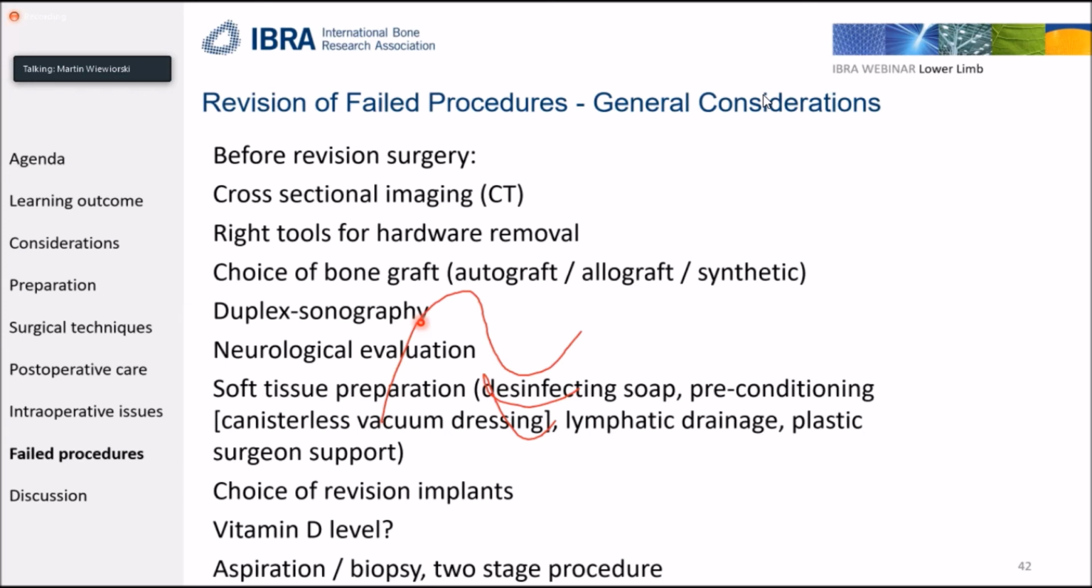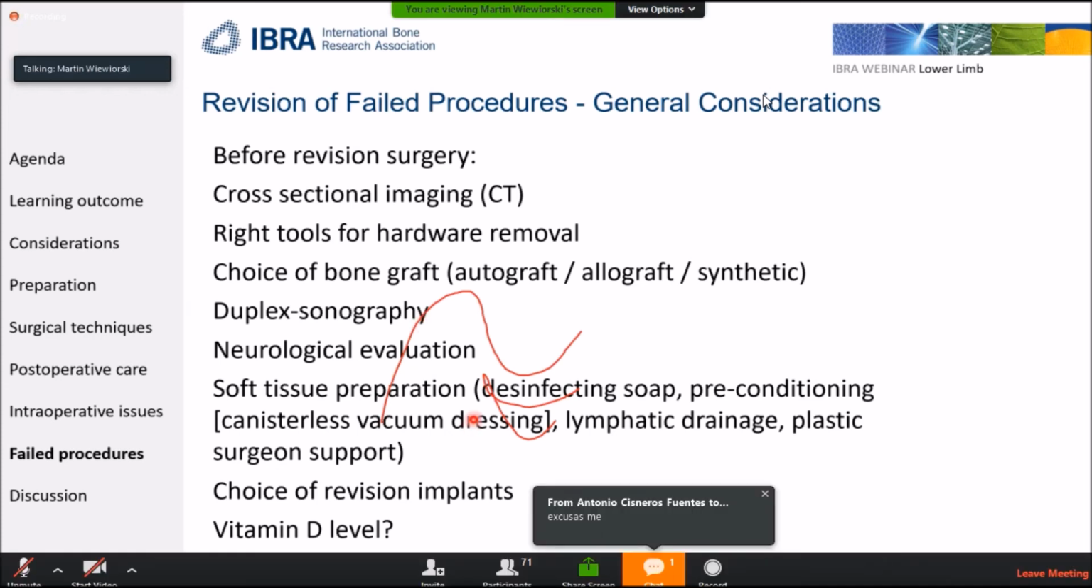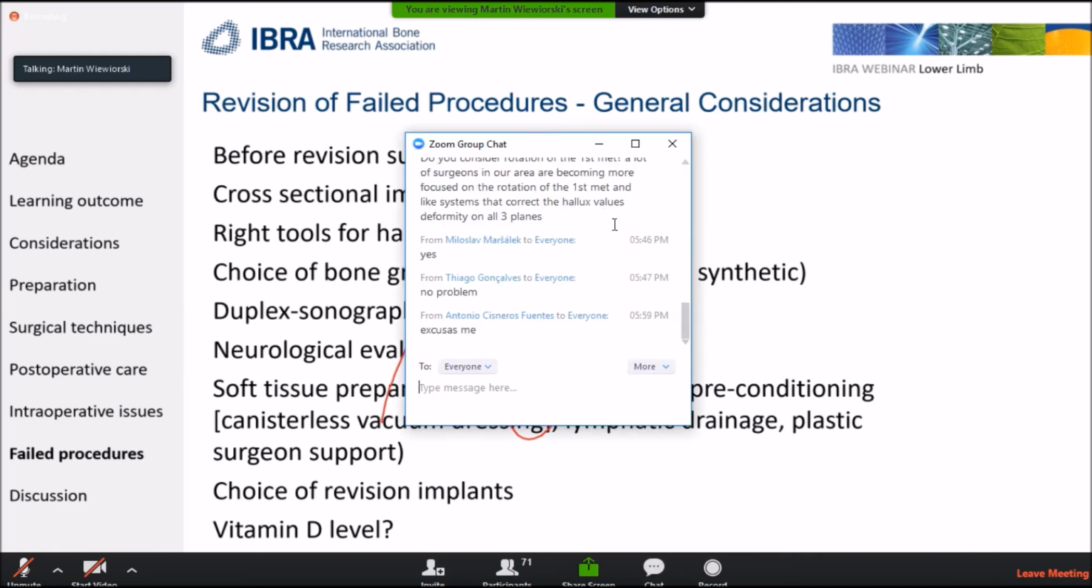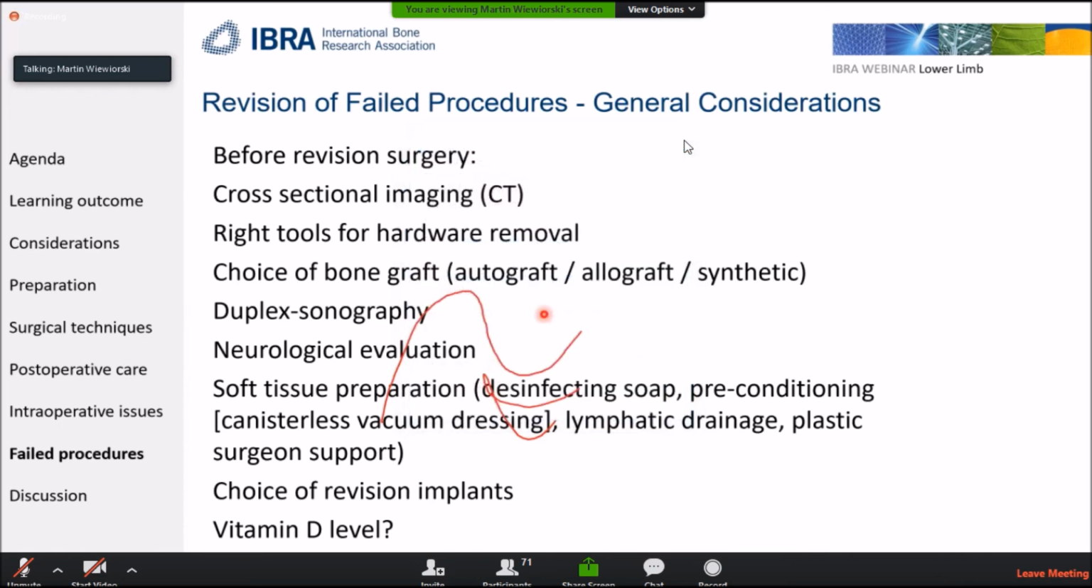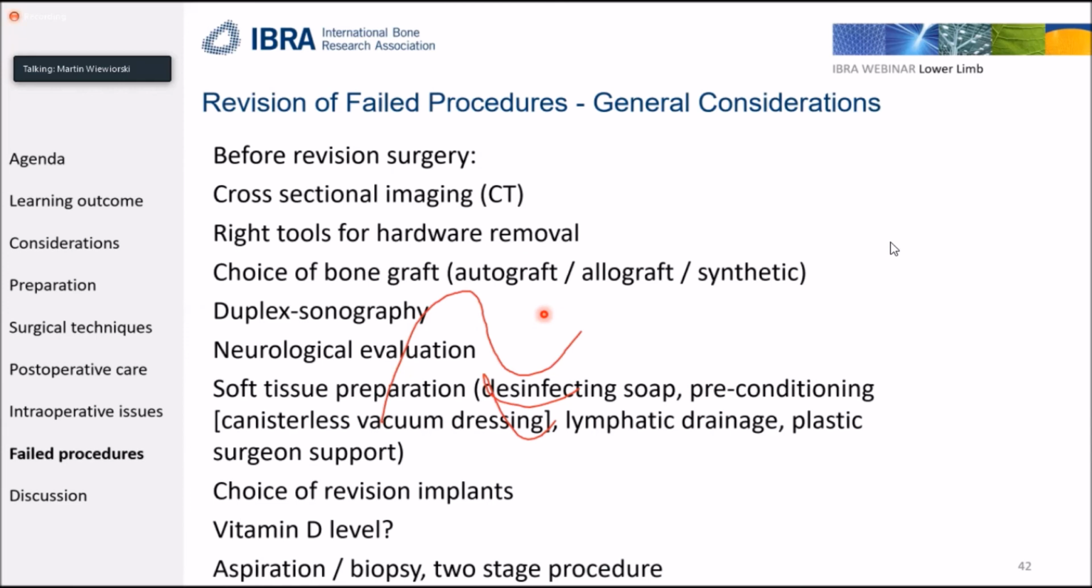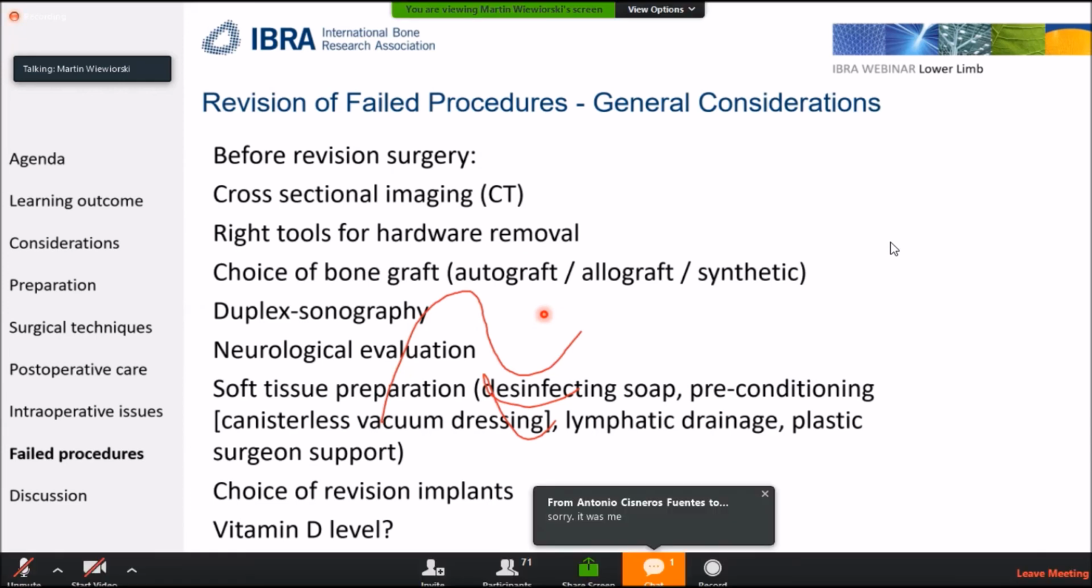In some cases you need to show them to the plastic surgeon, because you might be in need of some kind of vascularized bone graft. Make sure you know what kind of revision implants you need. In this kind of case I would probably check the vitamin D level, especially when I have to revise a fusion. And in a case of infection, you might think about a 2-stage procedure, with a biopsy or an aspiration first, to make sure that you're not operating into an infected situation.